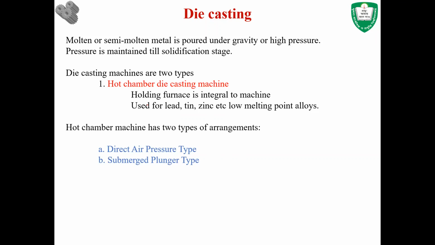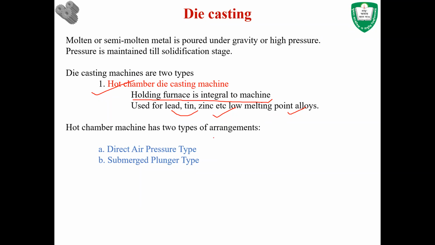Die casting machines are basically two types. First one is the hot chamber die casting machine. The only difference between the hot chamber and the cold chamber is that in the hot chamber die casting machine, the holding furnace is integral to the machine. The machine and the metal melting furnace are the same machine. This hot chamber die casting machine is basically used for low melting point alloys like lead, tin, zinc. These are the low melting point alloys used to manufacture products based on these materials.